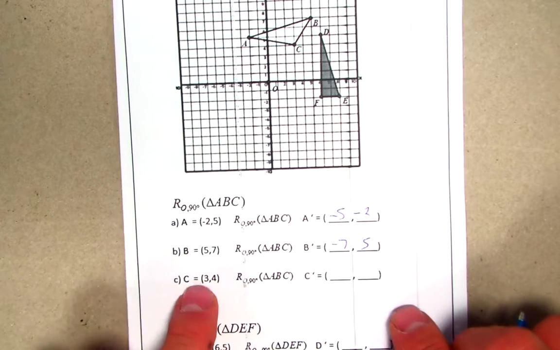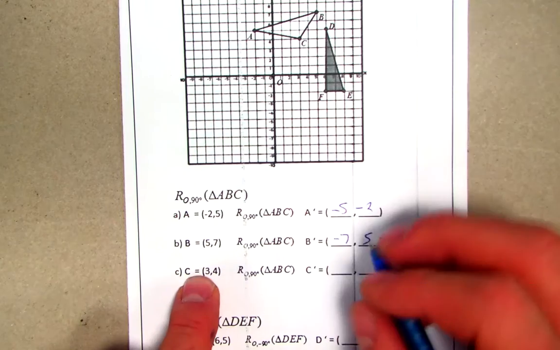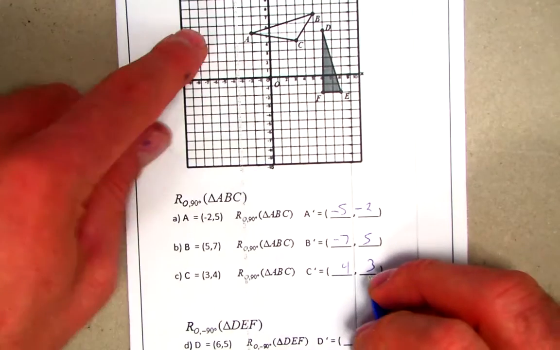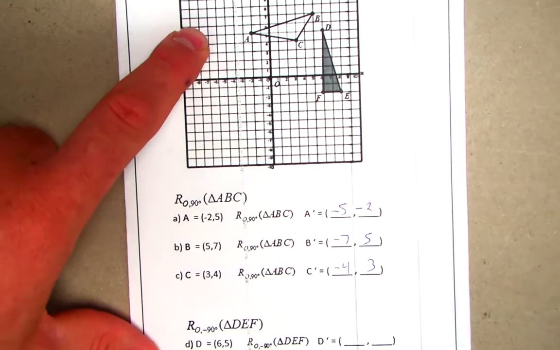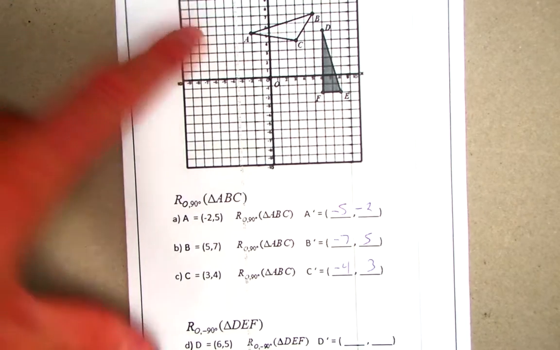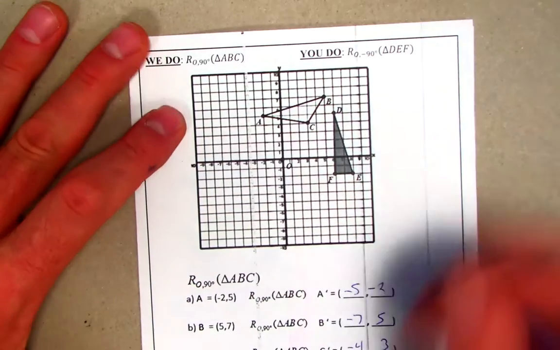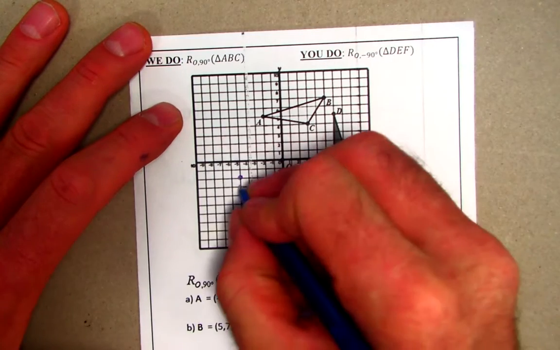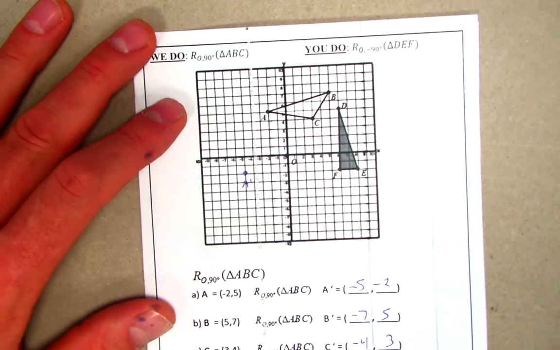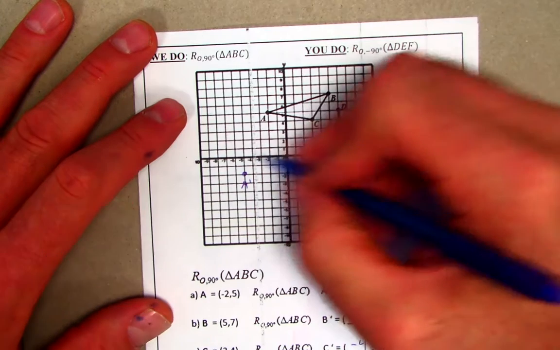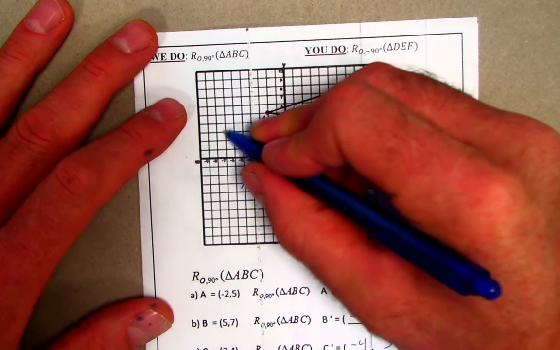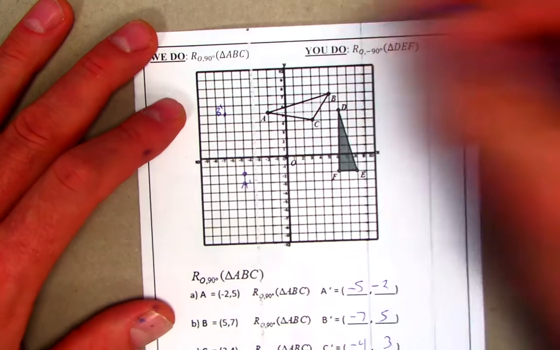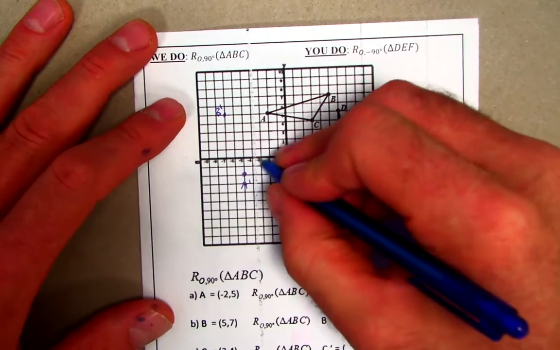Okay, and the same thing is true for C. This is in the first quadrant. The coordinates are going to switch. Now we're going to end up in the second quadrant, negative 4, positive 3. Okay, so we'll just plot these points real quick. Left 5, down 2. And label them, A prime. Left 7, up 5. Left 4, up 3.